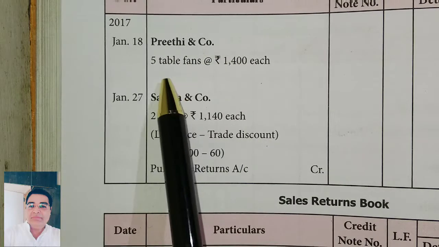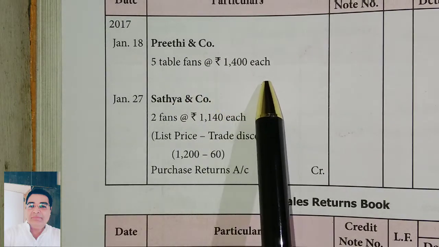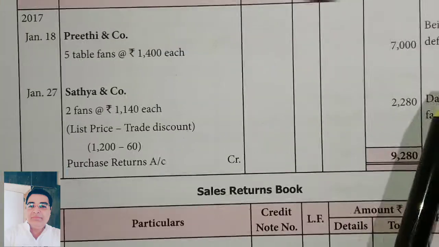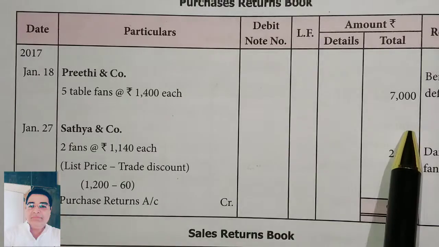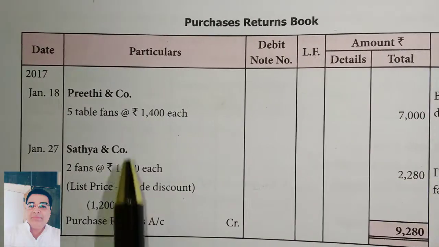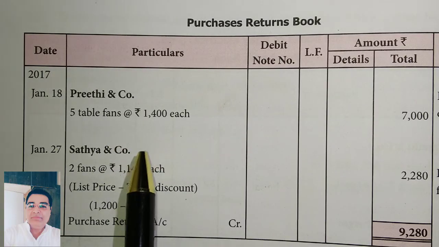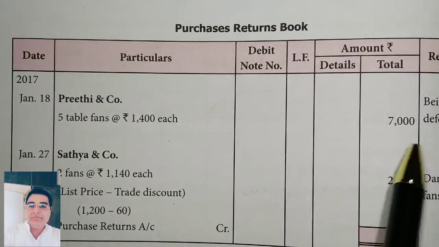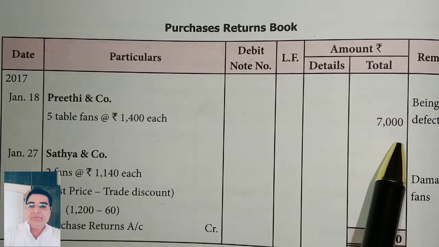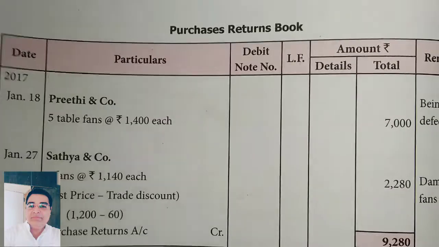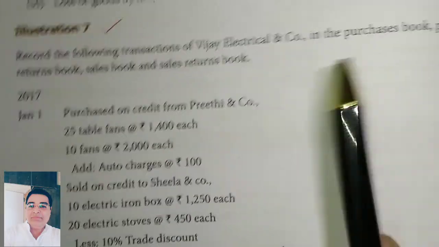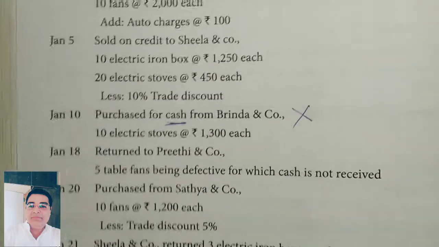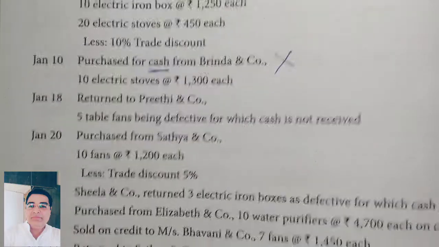Preeti and Company, 5 table fans at the rate of 1,400 each. So you will get rupees 7,000. So Preeti and Company, 5 table fans at the rate of 1,400 each. You will get 7,000 rupees. Next, once again, we have to look at the question. Then what is the next one?